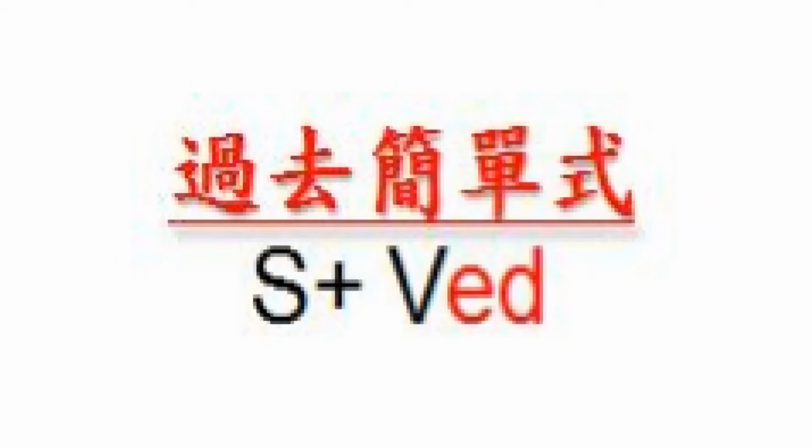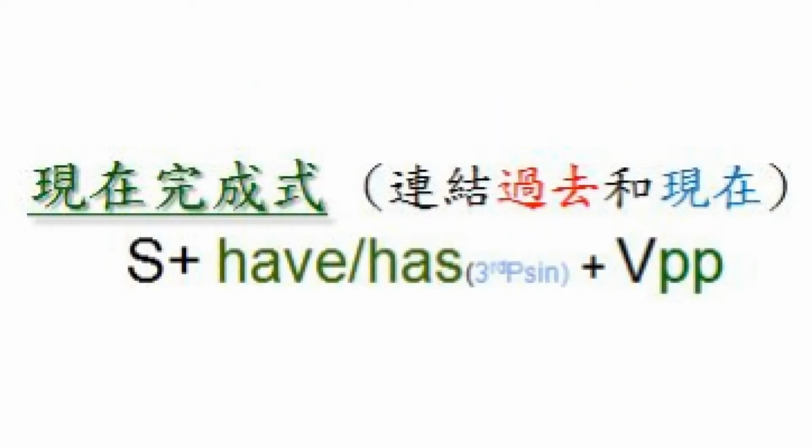Let's go. We make the past simple tense with a subject and a verb in the past or the V2 form. We make the past form by adding ed to it. We do this for most verbs. We make the present perfect with a subject plus have or has plus a verb in the past participle or the V3 form.